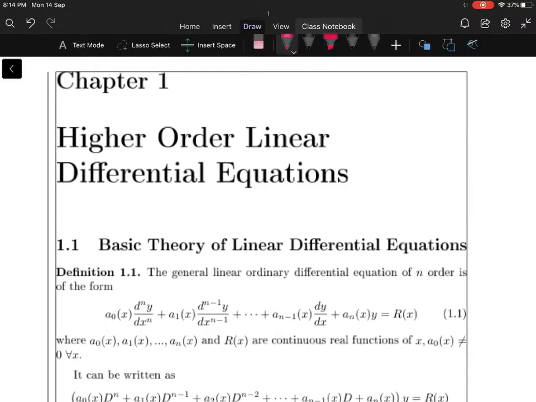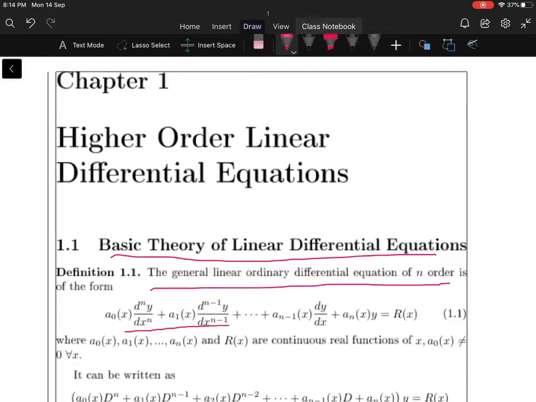Suppose the equation is a linear differential equation. Let us move to the basic theory of linear differential equations. The general linear ordinary differential equation of order n is of the form a naught of x into d^n y by dx^n, plus a1 of x into d^(n-1) y by dx^(n-1), and so on, plus an of x into y, is equal to r of x.